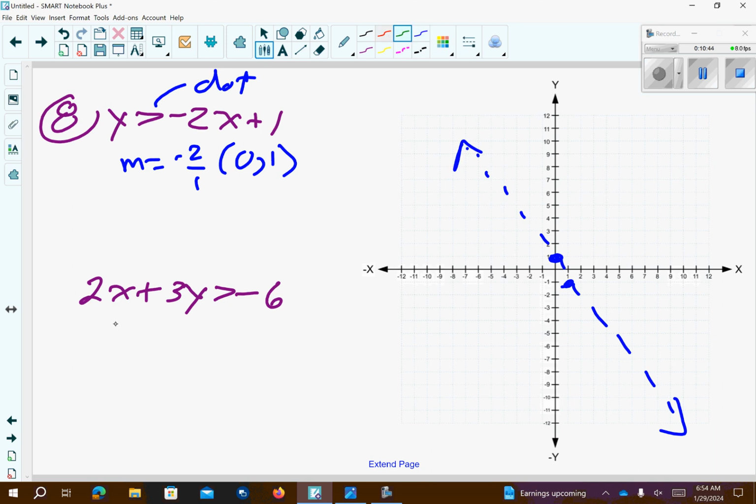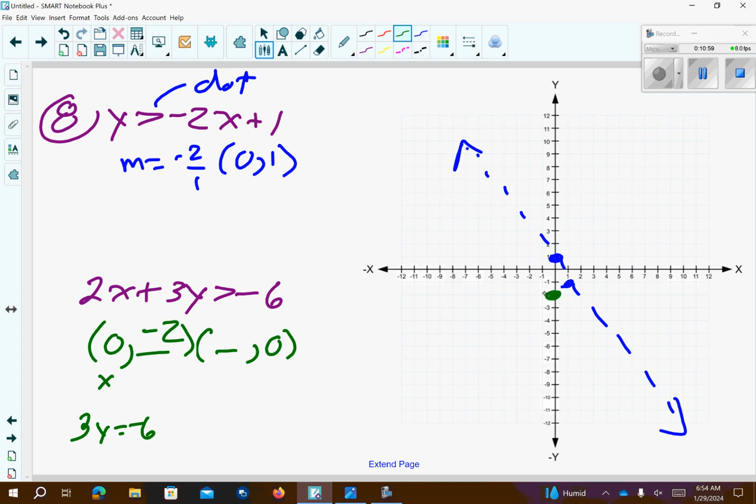And then on this one, we'll do it in green. This is going to be set up as 0, comma blank, and blank, comma 0. So that's an x value. So I'm going to get 3y equals negative 6. So divide both sides, I get negative 2. So 0, negative 2 is down here. And here's a y value. It has like 2x equals negative 6. Divide each side by 2, so I get negative 3. So negative 3, 0 is here. And this will be dotted as well.